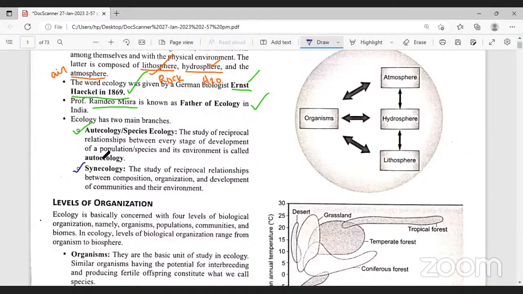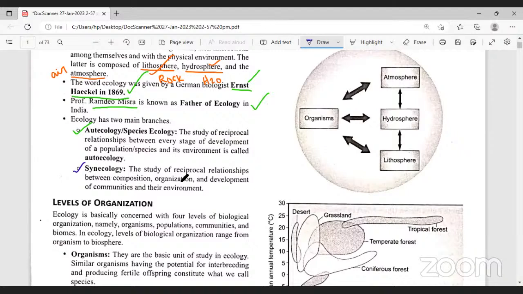The study of the reciprocal relationship between every stage of development of the populations. How does a population develop? In the first initial stage, it will be one. And in a short period, two or three years, it becomes ten. After that, it becomes 100. It will increase, isn't it? Likewise for a population as well as a species, and its environment. That is called autecology.